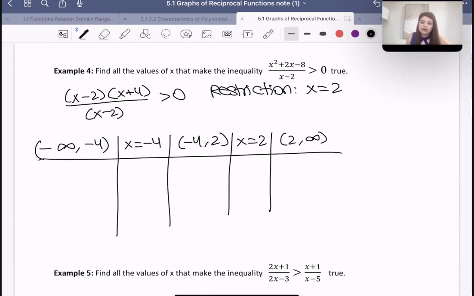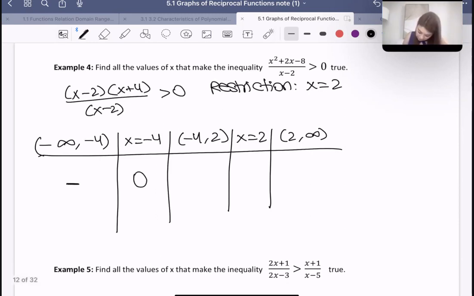Okay. So over here, we have something negative, right? Because if we plug in negative 5 here, we're going to get negative times negative over negative, which is negative. If we plug in x is negative 4, we're going to get 0. If we plug in something between negative 4 and 2, like 0, we're going to get something positive here. And if we plug in x is 2, we're going to get something undefined because that's a restriction. And if it's greater than 2, it's going to be positive once again.